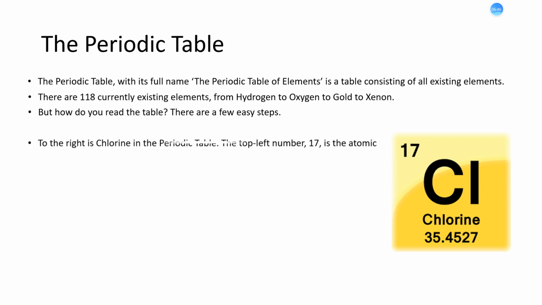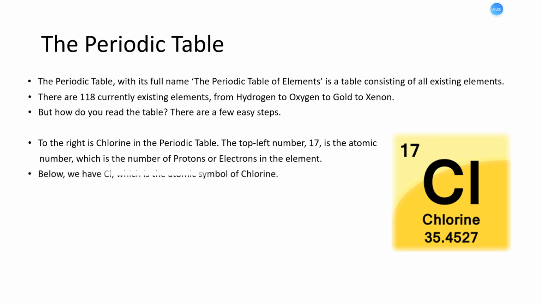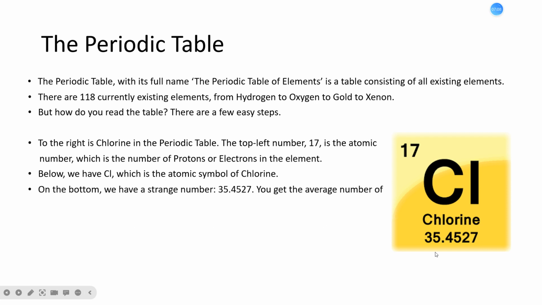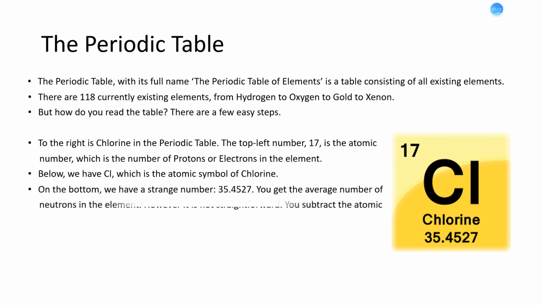To the right is a chlorine atom. The top left number, 17, is the atomic number, which determines the number of protons in the element. Below we have Cl, the symbol of chlorine. On the bottom side we have a strange number, 35.4527. When you're wondering what that is, that is the average number of neutrons and protons in the element. We can deduce the number of neutrons from this number. However, you have to do some calculations.